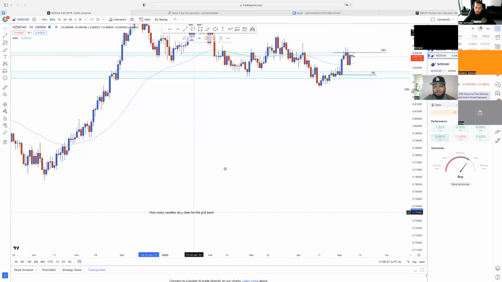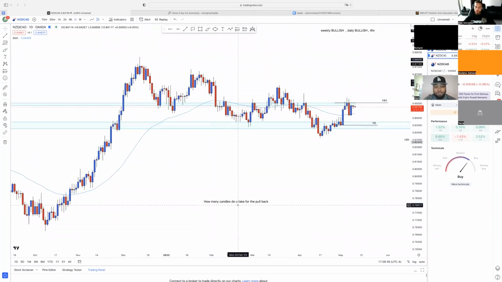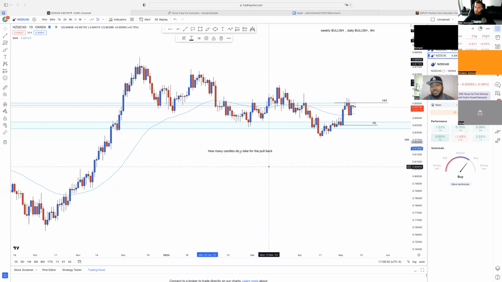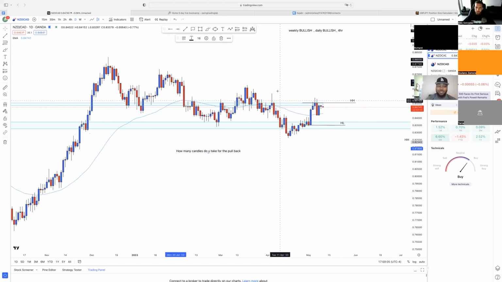And now I want to answer this question. How many candles do you take for a pullback? I get this question every single time, and there is no perfect answer to this because every pullback is different. It's whatever looks like an elbow, literally. Whatever. It's literally like an elbow. It needs to be a sharp market structure.